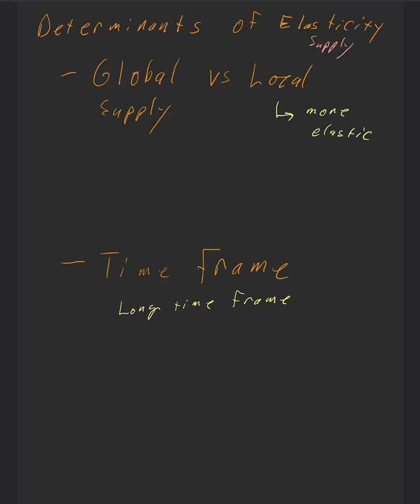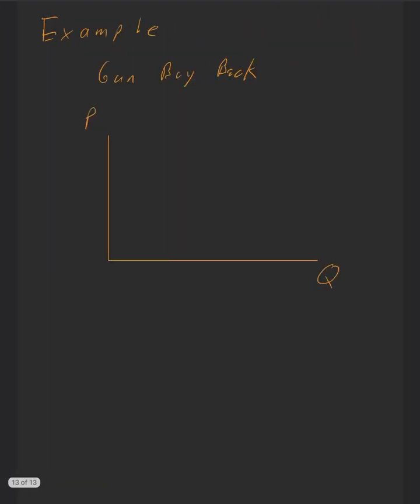A long time frame allows us to adjust more, so we'll be more sensitive to price. In the same way that consumers are thinking about what are my options for substituting away, producers in a longer time frame can respond better to changes in price because they can increase or reduce production as the market dictates to them. Okay, so I don't want to do the calculation again.